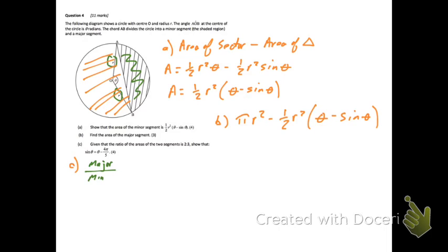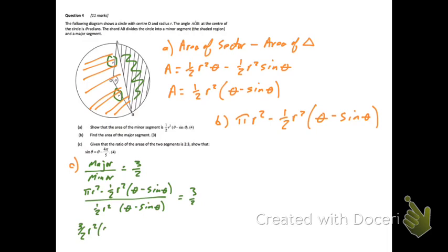Now, this question was a little more difficult. I've had to find the ratio of the two areas. So here I can basically say that my major over my minor segment is 3/2. I'm just going to plug in the formulas that I found in parts A and B for major and minor and equate that to 3/2. I'm going to cross multiply, and this is what I get.